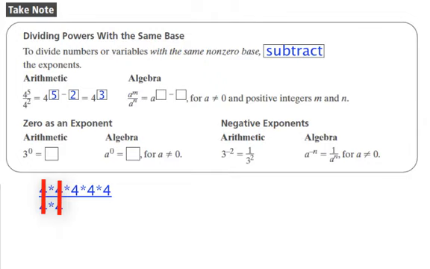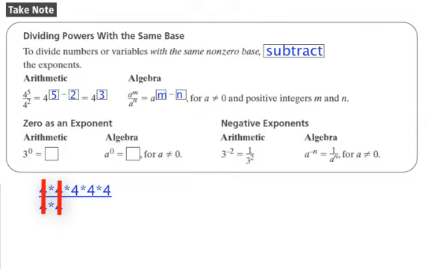For the algebra example, we have a to the m over a to the n. To simplify this, we would simply have a to the m minus n, for a equals a non-zero number and positive integers for m and n.